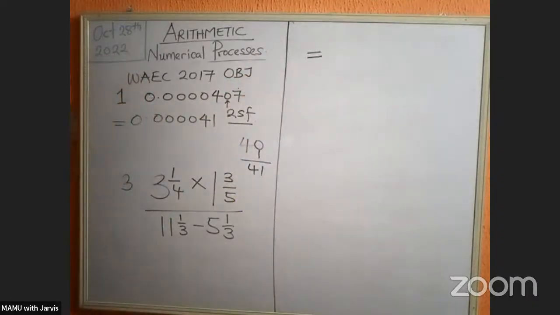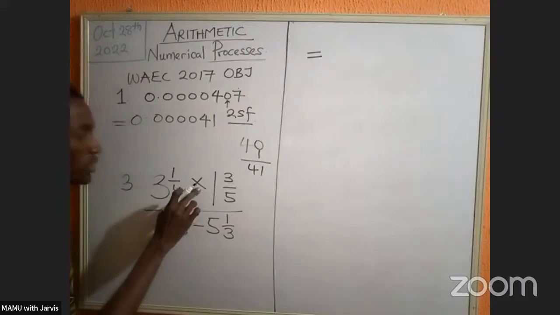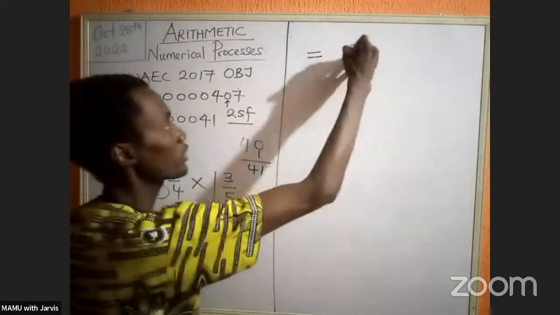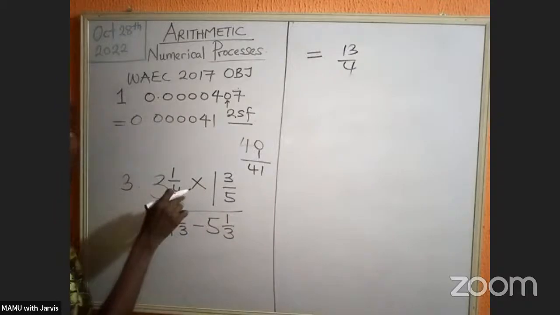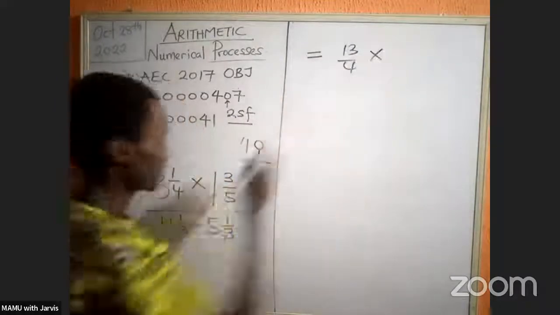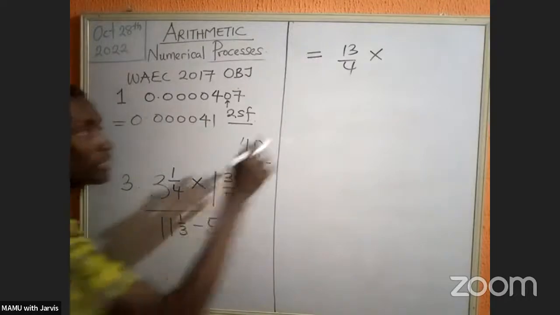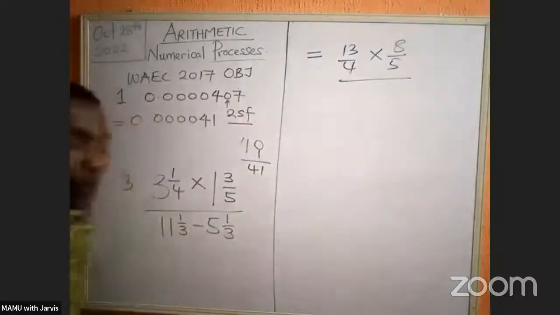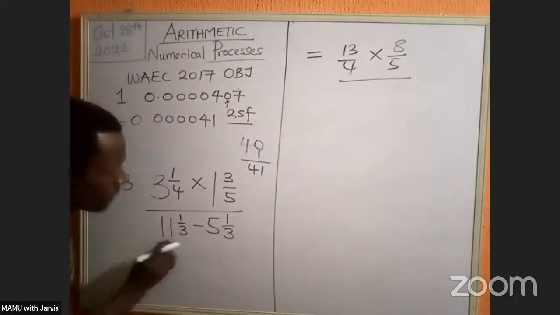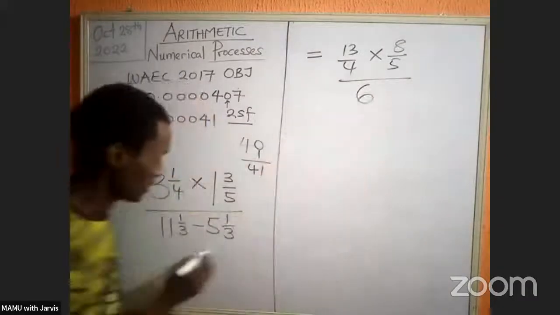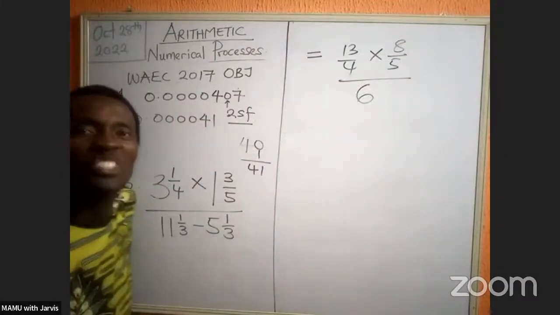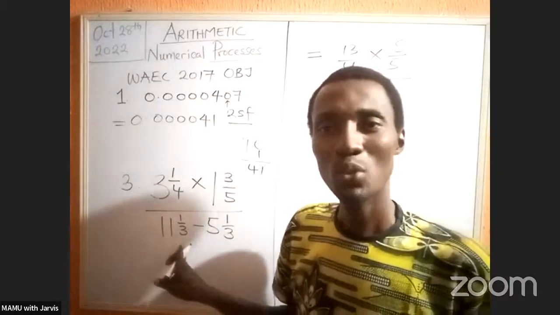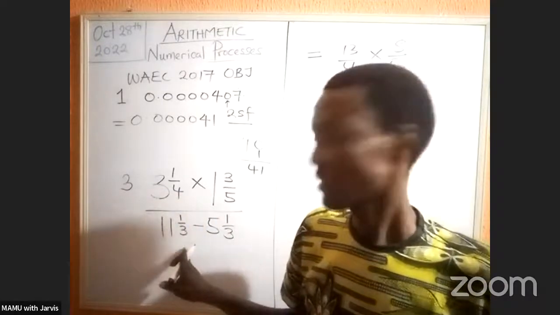now watch this. This is multiplication. So to do this, you must change both to a proper fraction. That's the first thing you want to do. So this will be 13/4, 3 times 4 plus 1, and this will be 5 times 1 plus 3, 8/5, all over. Now, watch this. Whole number minus whole number is 6. Fraction minus fraction is 0. So you don't need to waste your time here. So that settles that.